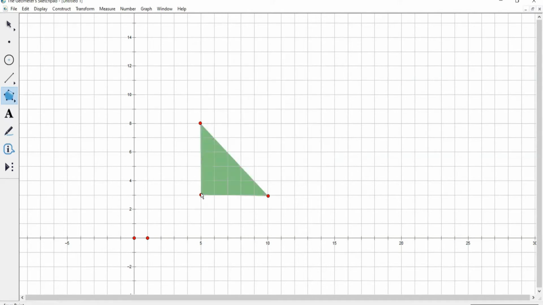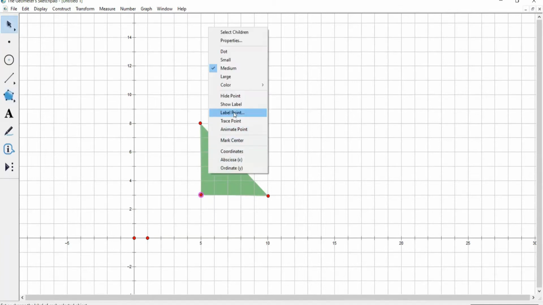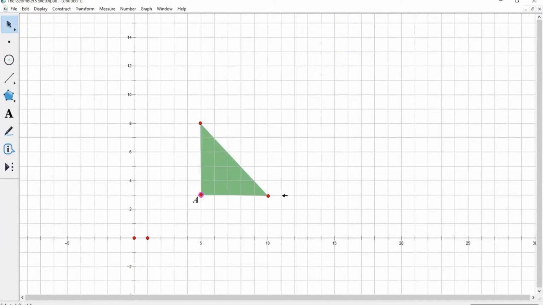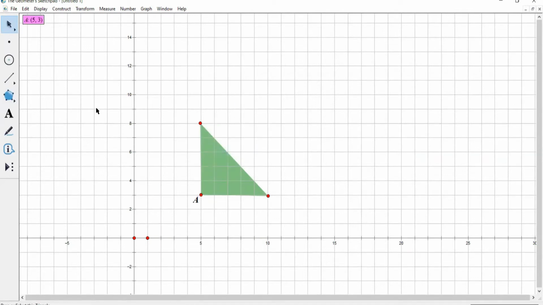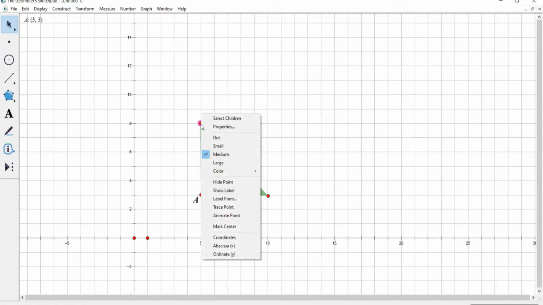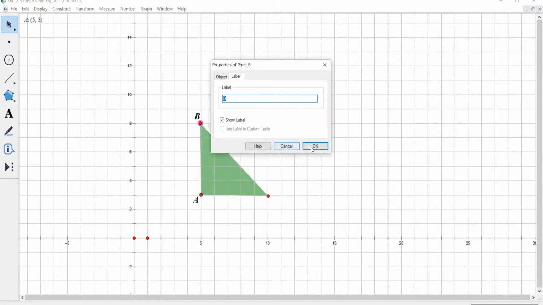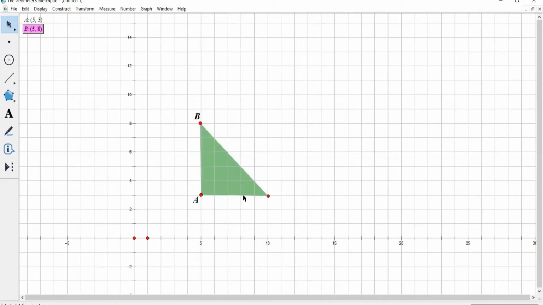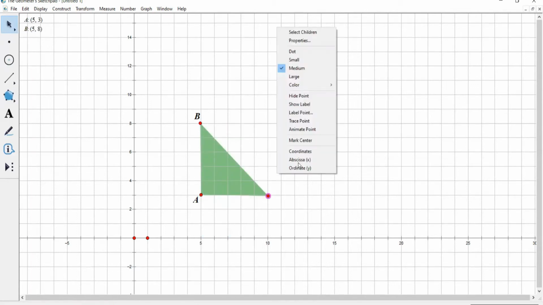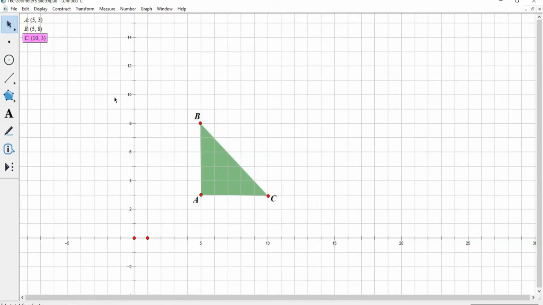I'm just going to show the coordinates. The coordinates of A is 5, 3. The coordinates of this point B is 5, 8, and C, which we know is 8, 3. I'm just putting on the coordinates for each of them. All right. Now look what happened.